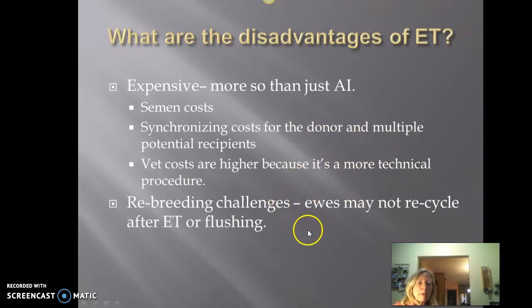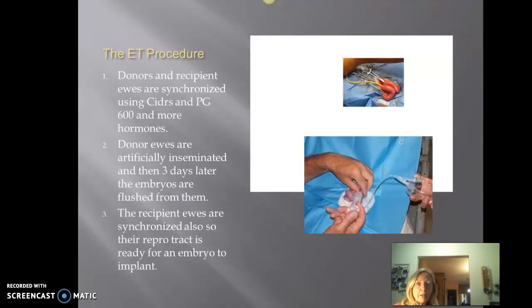And then sometimes those ewes that we take their eggs from, it's not like they don't have enough eggs. The problem is they have been hit with a lot of hormones, and their reproductive system sometimes isn't there. They may not cycle that year. They may not breed for 1 year. But if you get 10 embryos out of her, she could probably take the year off.